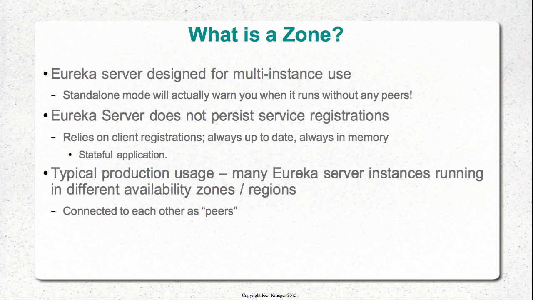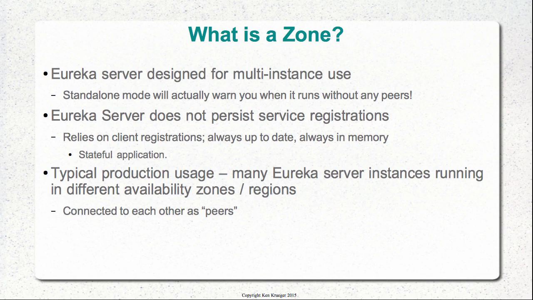The Eureka server, if you think about it, keeps all of its information in memory. It does not persist anything to a database or a file or anything like that. So if you shut off a Eureka server, all of that information of who's who goes away until a server comes back up. So it relies on client registrations and the periodic pinging that's going on to keep itself up to date. So it's always up to date, or relatively up to date, and it's always in memory.